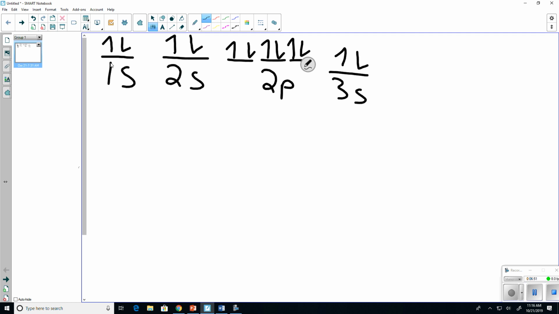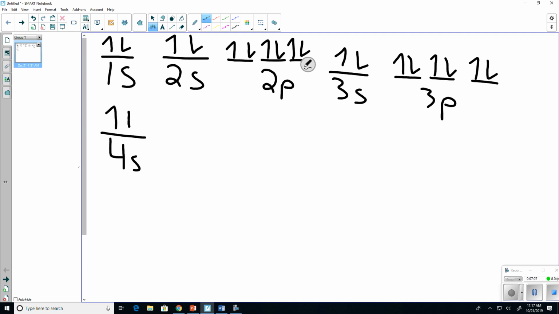3s filled would get us to magnesium. 3p completely filled would get us to argon. I'm running out of room, so I'm going to go down a line. I'm going to stop at calcium for a second. Calcium is element number 20. This is what we stopped at last class.